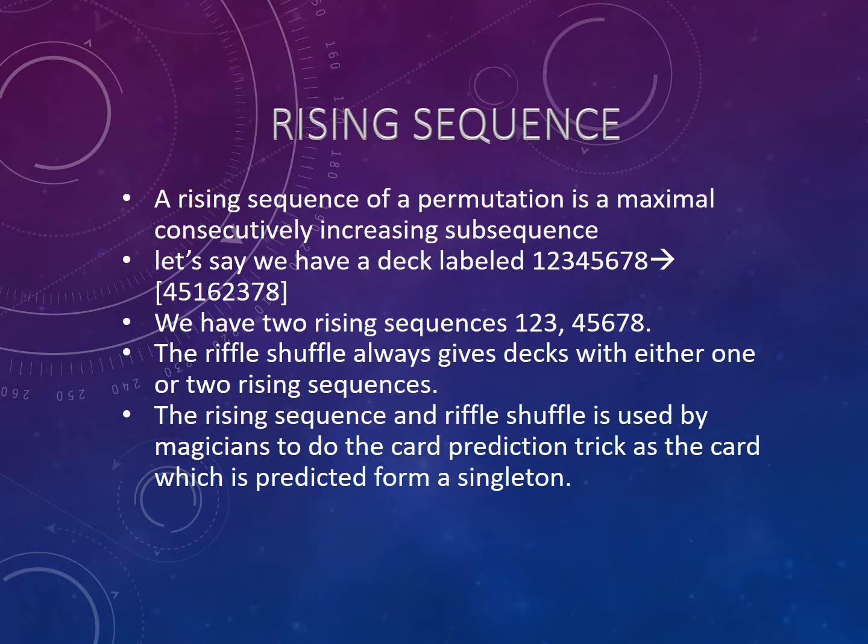So how do magicians use this property of riffle shuffling in card predictions? First, they do a single riffle shuffle and ask us to pick a card and put it back. This creates a disturbance in the rising sequence, causing a single turn. Hence, the card can be predicted.